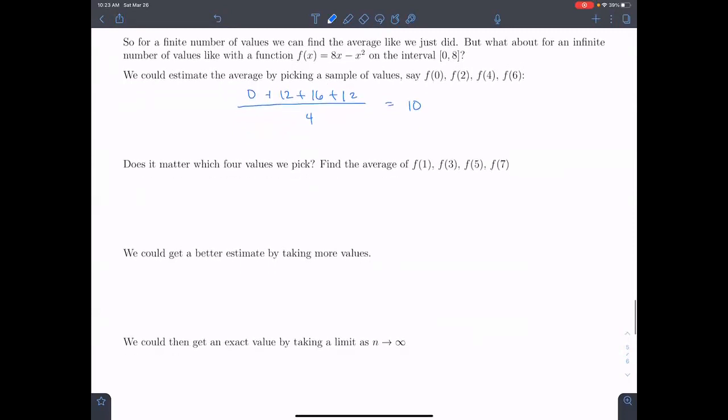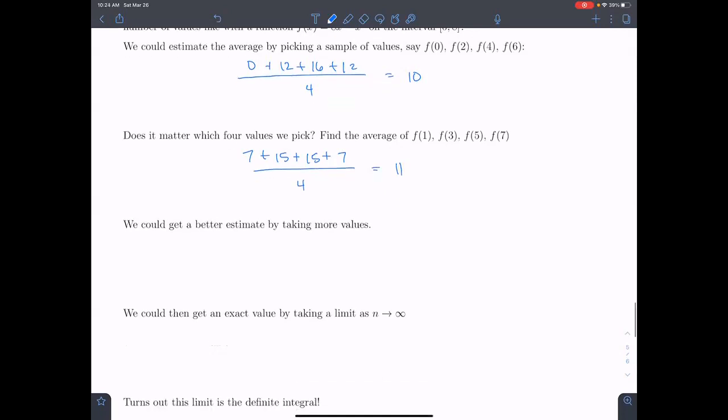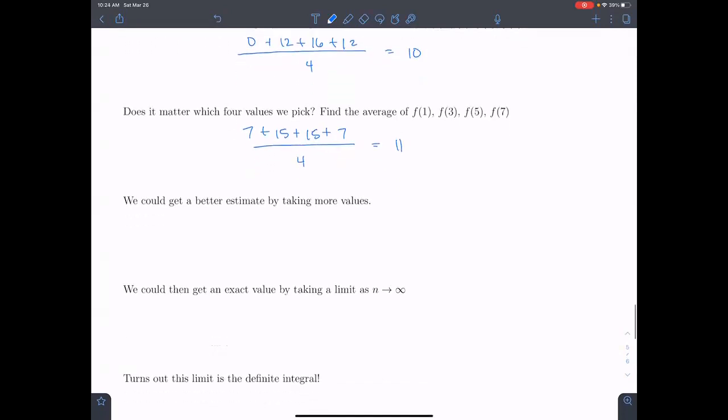So if we do this again with 1, 3, 5, and 7 for our x values, f of 1 is 7, f of 3 is 15, f of 5 is 15, and f of 7 is 7, and we divide by 4 again. We actually get 11 this time. So it does matter what values you pick. Those are close though, so that's good.